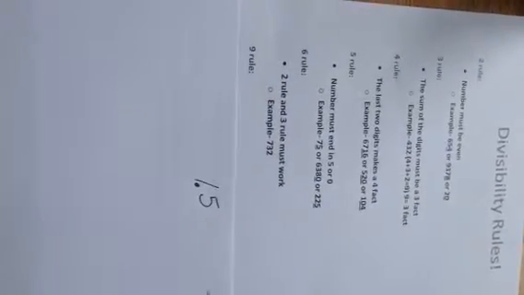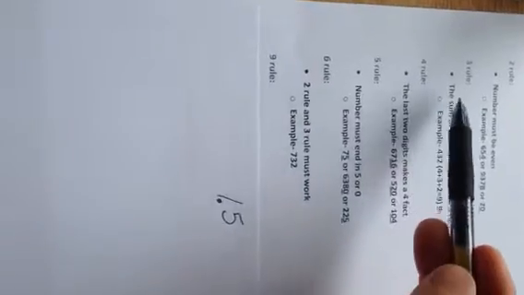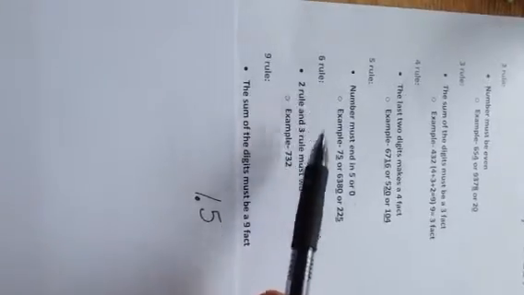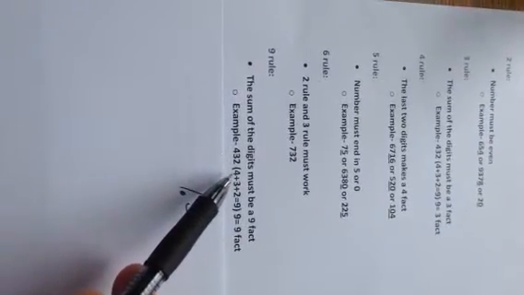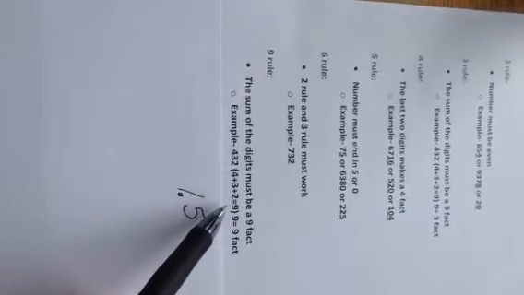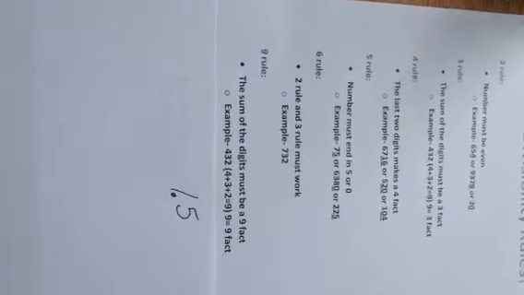The 9 rule is a lot like this 3 rule. We add up all the digits again, except it must be a 9 fact. Oh, by the way, with this 6 rule, think about why we need to test the 2 and the 3, as opposed to testing a 4 and a 5. Why does it matter that we're testing a 2 and a 3? Again, with the 9 rule, the sum of the digits must be a 9 fact. So here's your example, 432. If you add it up, 4 plus 3 plus 2 equals 9. 9 is a 9 fact.